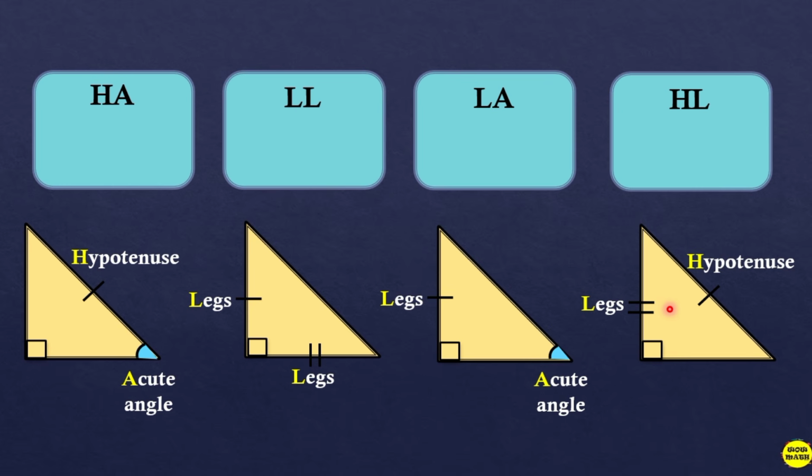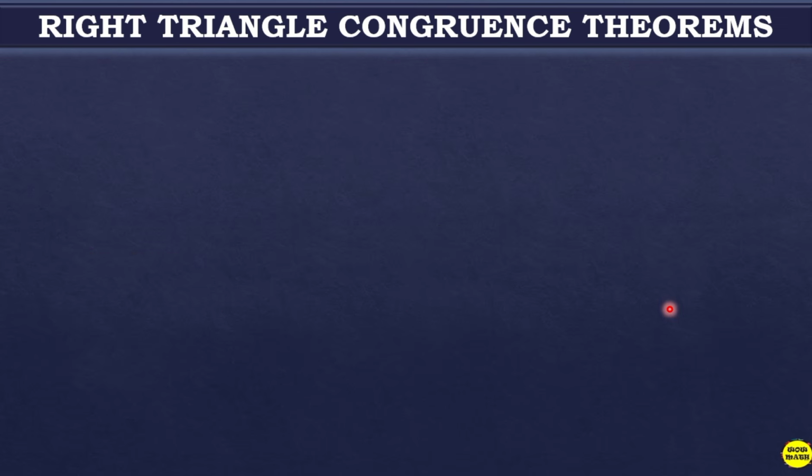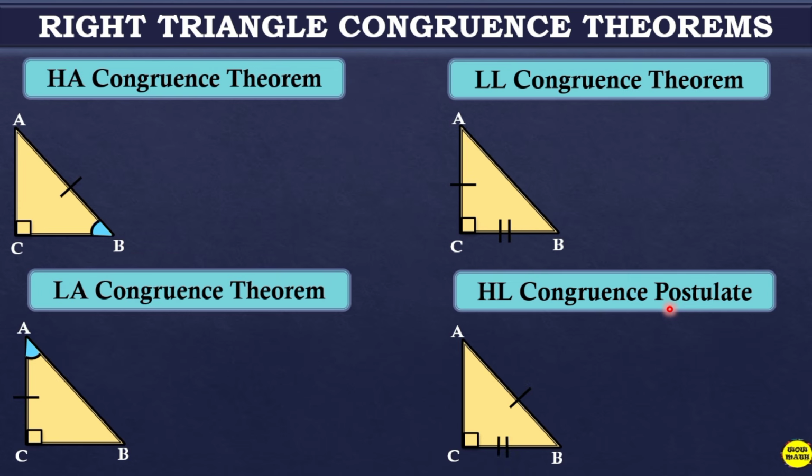So these are the parts of the right triangle. We have the hypotenuse and acute angle, two legs, leg and acute angle, the hypotenuse, and the leg. So, ano ba itong mga right triangle congruence theorem? Iisa-isahin po natin yan dito.